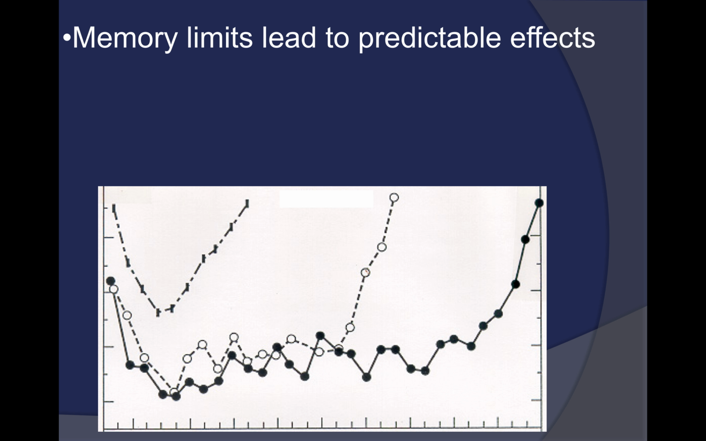Memory limits do lead to predictable effects within short-term memory, so we're still talking about short-term here. One is called the serial position effect. If I read a list of items to you, I can promise you that you're going to remember information at the beginning and the end of that list much better than the information in the middle. And the diagram below shows this.